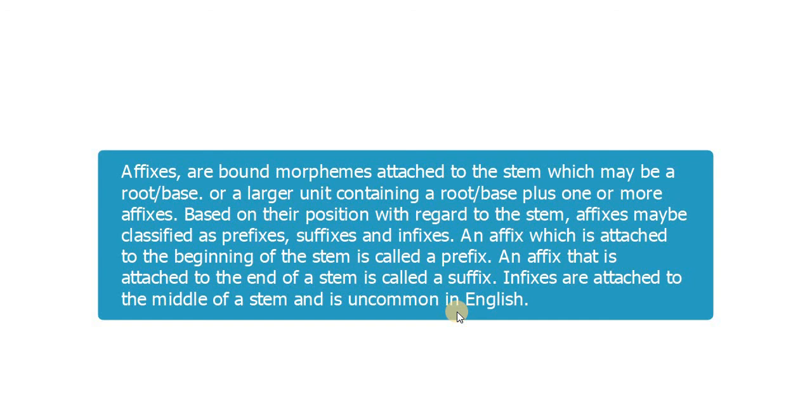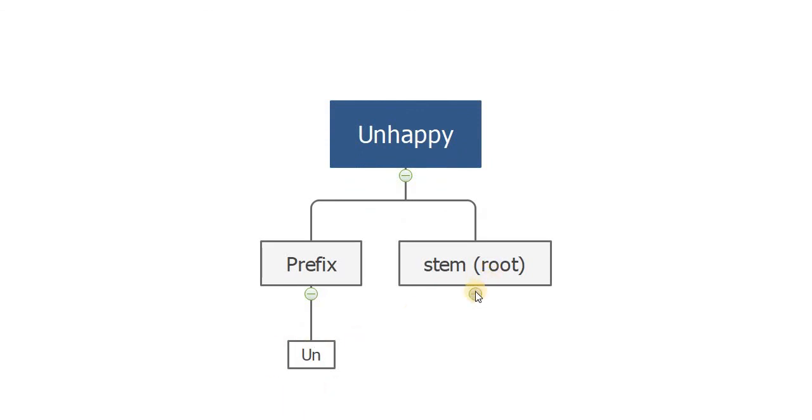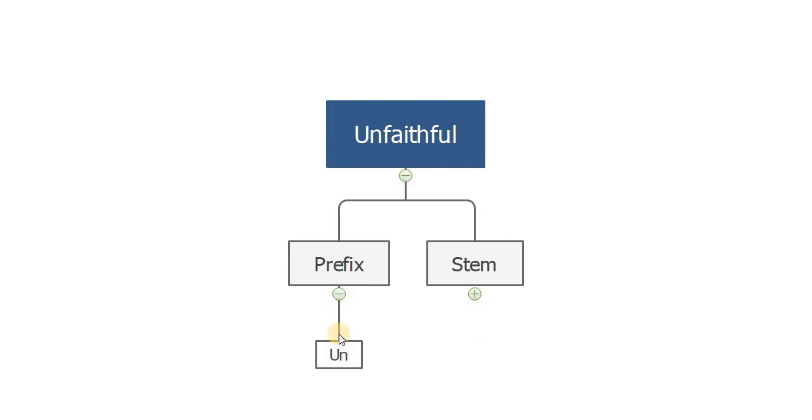Now we shall look at it one by one in detail with the help of examples. Let's take a look at the word unhappy. Unhappy has got a prefix and a stem or a root. In this case, since nothing else is attached to happy, it becomes a stem as well as a root. The prefix is un and the stem or the root is happy. Now let's take another example. The word unfaithful can be morphologically represented as follows. You have a prefix and a stem. The prefix here is un and the stem is faithful.